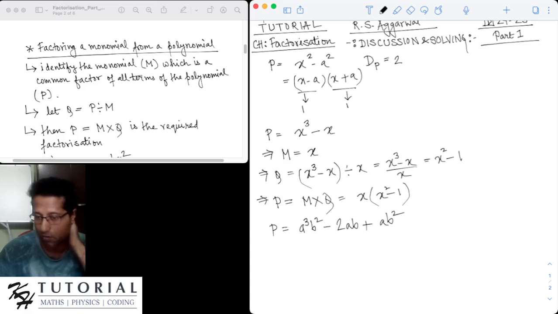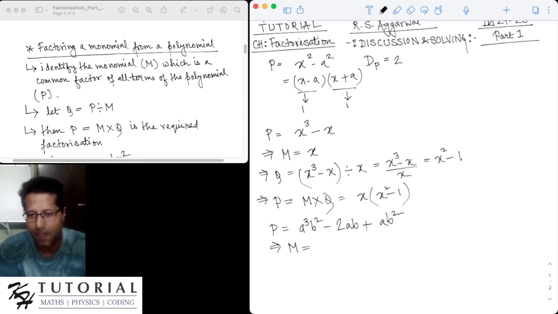First, we have to identify the common factor in all the terms. For this polynomial, the common factor m will be equal to ab. You must be very thorough and very clear about identifying the common factor in all the terms of a polynomial. Because the common factor is ab, now what will be q?